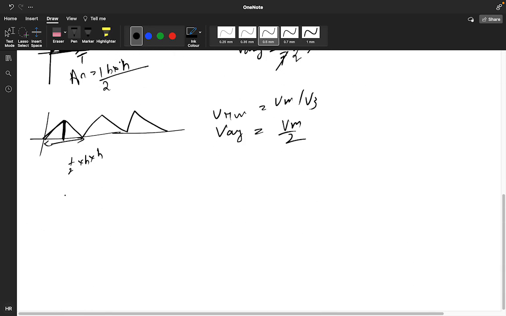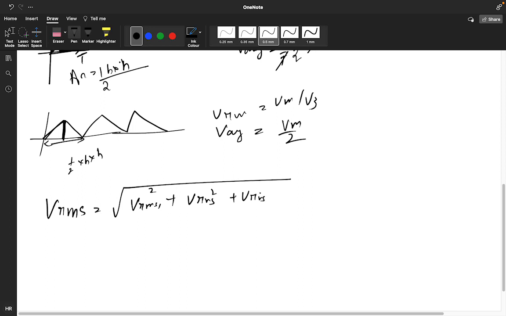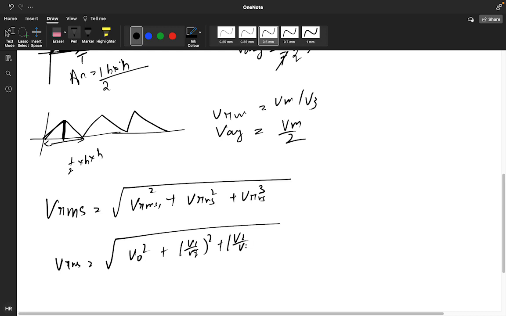So the important formula is this. Overall Vrms is nothing but root under Vrms1 square plus Vrms2 square plus Vrms3 square. Or we can write the overall Vrms as V0 square plus (V1 by root 2) square plus (V2 by root 3) square.